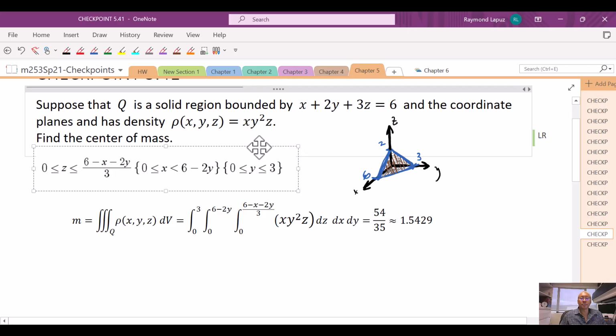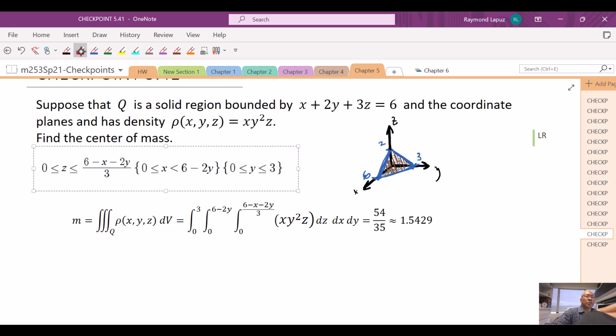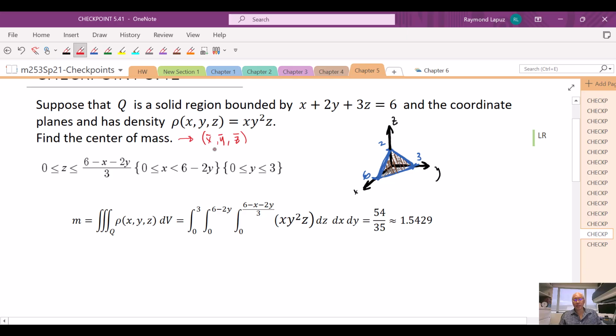density function. So the center of mass is going to be a collection of averages, so to speak: x bar, y bar, and z bar. That's the center of mass. That's to find out, given this density for this particular solid, where the quote balancing point is for this three-dimensional object.